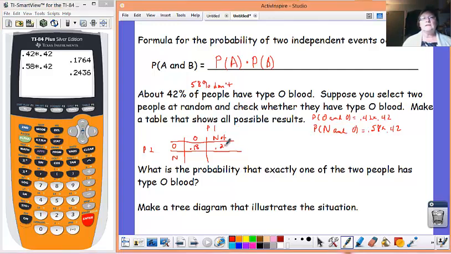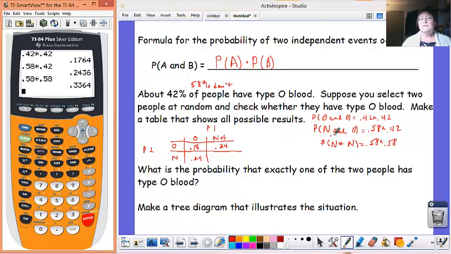If you think about that, the same thing would be true here. For one person to have type O and the other not is about a 0.24 probability. And for both of them to not have type O blood, that would be the probability of not and not, 0.58 times 0.58, about 0.34.